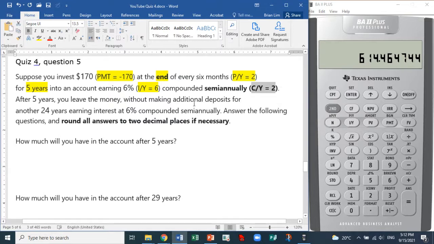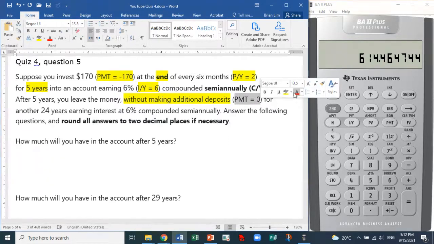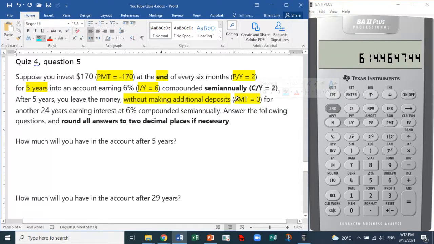After 5 years, leave the money without making additional deposits. So what does that mean? It means that the payment will be equal to 0 now for this part. Okay, so we have to be careful. It switches from $170 to 0. Maybe we should use a different color. Let's see if this works. Oh, I guess we'll do it this way then. All right, so that seemed to work.